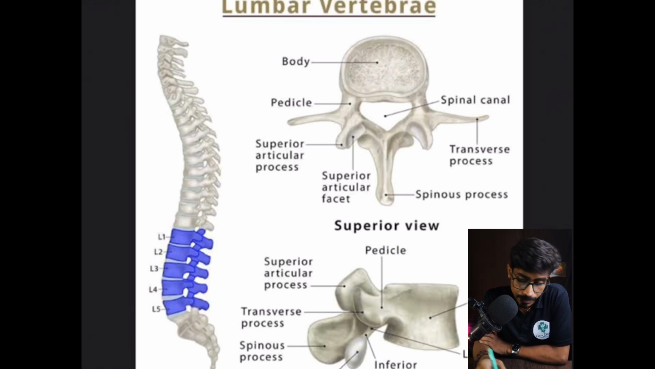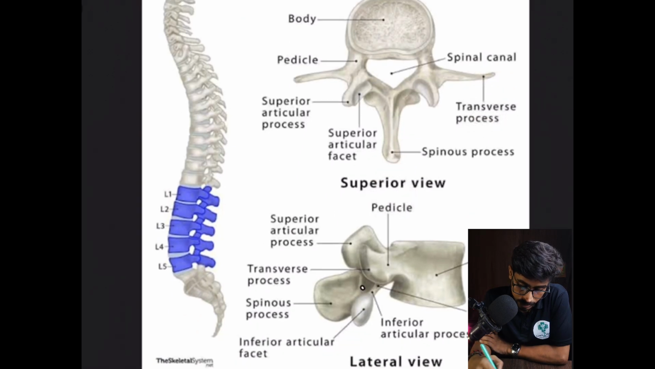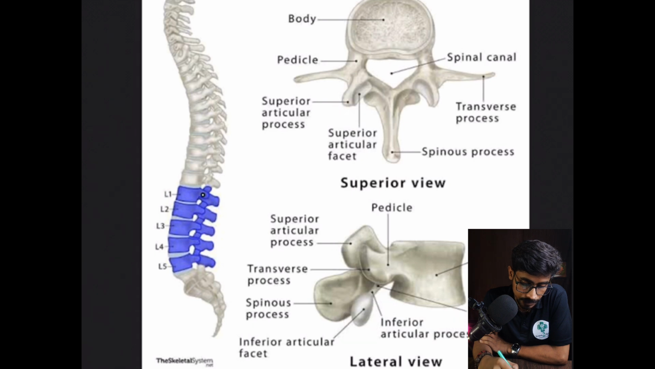These bodies are lumbar vertebrae. Over here you can see the body, the pedicle, the superior process. This depression is known as the superior facet, spinous process, transverse process, and this is a superior view, and this is the lateral view. In lateral view, you can also see the inferior articular facet, transverse process, pedicle, superior articular process, body, lamina. This inferior articular facet gets attached with the superior articular facet, just like this, forming a joint.